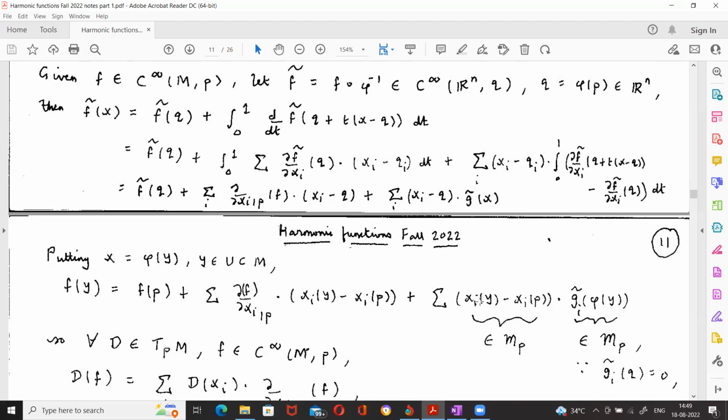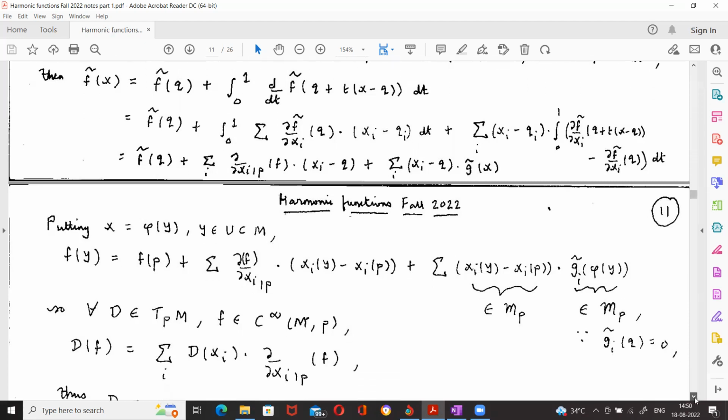And also this xi y minus xi p, this also vanishes at p. So therefore, this is an element of MP, and this is also an element of MP. So we've got the decomposition that we wanted, right? We have a constant plus a sum of these coordinate functions xi minus xi of p plus an element of MP squared, right? Is this clear?